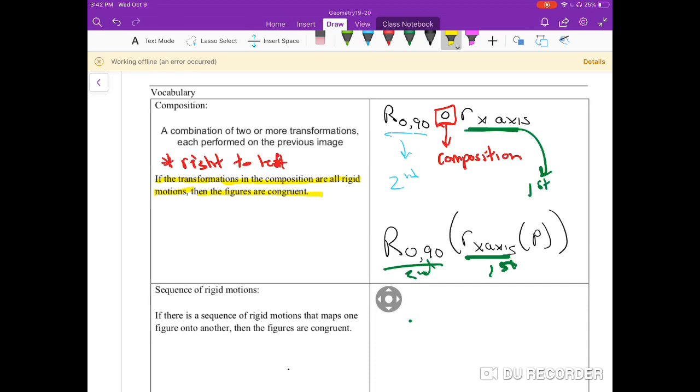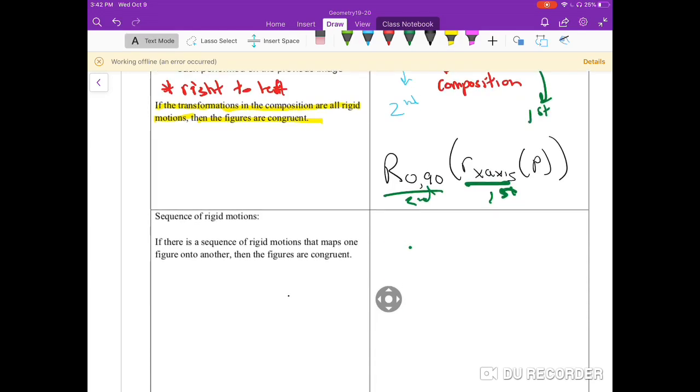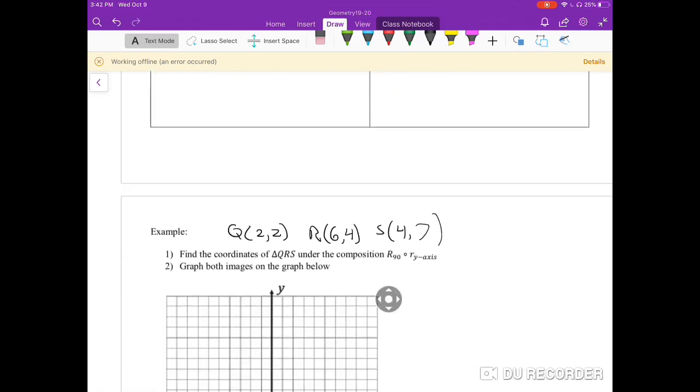Next, a sequence of rigid motions. This is just vocabulary, and this is what we're going to have to be able to repeat. If there is a sequence of rigid motions that maps one figure onto another, then the figures are congruent. Again, that's the same thing that I wrote here. So if a figure undergoes multiple rigid motions, then the figures are congruent. All right, let's get right into an example so I can show you how it's done, and hopefully some of the vocabulary will get cleaned up.